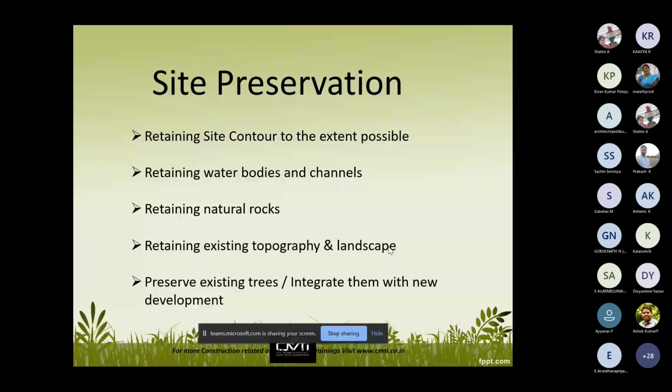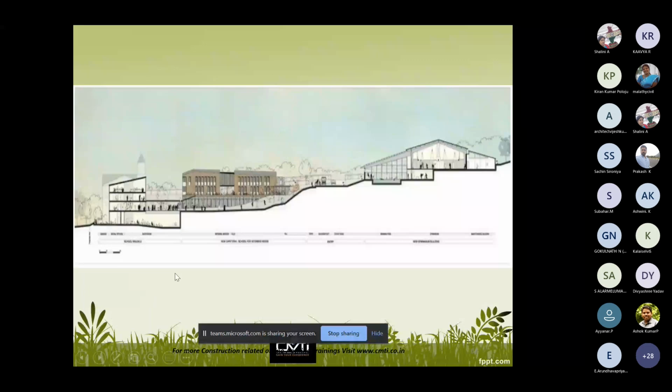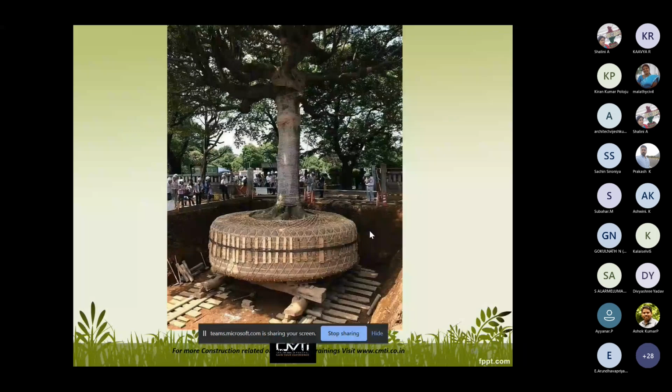You can see this terrain. The buildings are constructed at different levels, and the topography is maintained in this picture. We can also transplant the trees and natural features. Orientation of the building, of course, we spoke about, along with skylights, shaded corridors, and shading devices. I have a few pictures that I can show you, running through them quickly.